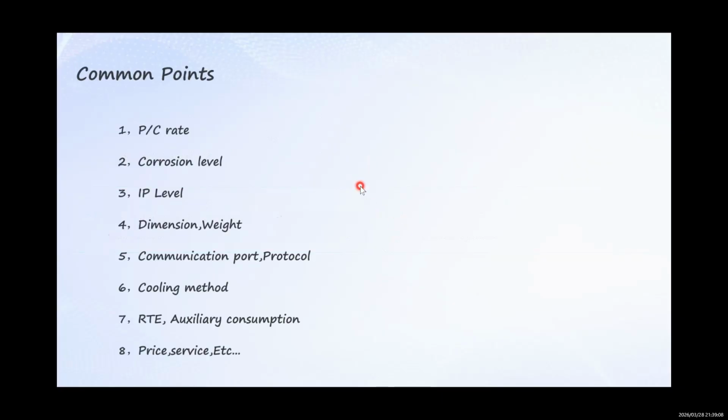So this slide is regarding some common points. Just choosing the proper parameter is okay.